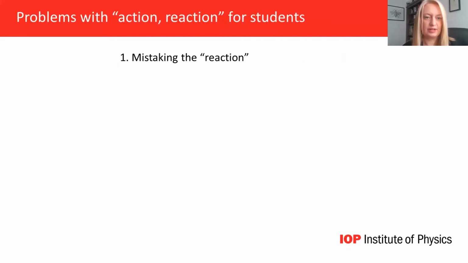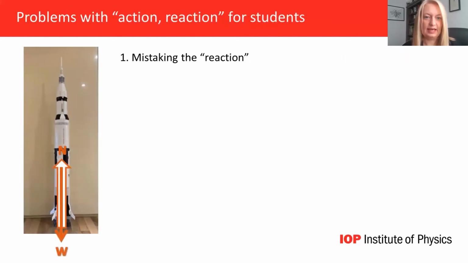So let's go back to our question again with the rocket and think about one of the issues that arises with this action and reaction interpretation of the law. Clearly, our students in this case have mistaken the reaction. We've discussed the idea that the forces are equal in size and opposite in direction, and we've mistaken what the reaction is. That's quite common for our students to do.